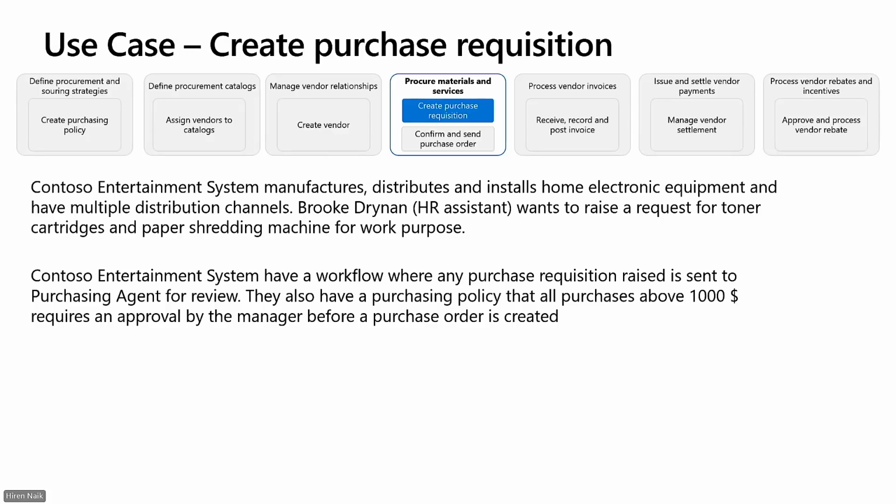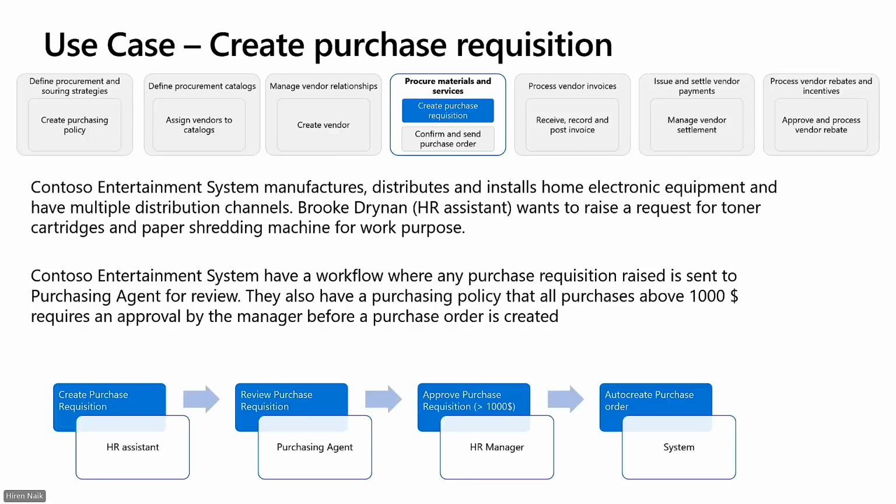On the internal system, Brooklyn, an HR assistant, wants to raise a request for a toner cartridge and a paper shredding machine for work purposes. Contoso Entertainment System has a workflow where any purchase requisition raised is sent to the purchasing agent for review. They also have purchasing policies that all purchases above $1,000 require an approval by the manager before a purchase order is created.